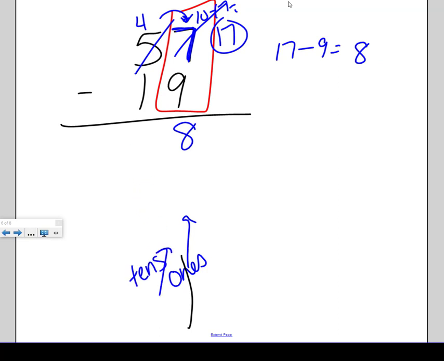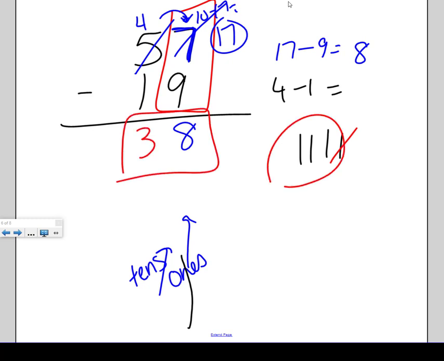All right, so now we move over to the tens column, and I have 4 minus 1. Remember 1, 2, 3, 4. If I mark out one of them, because that's what I'm using, I have 3 left, and so this is where my 3 came in. So 38 is going to be my answer to this problem.